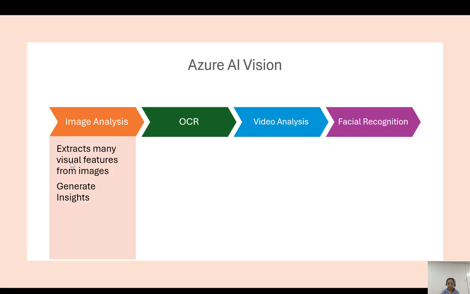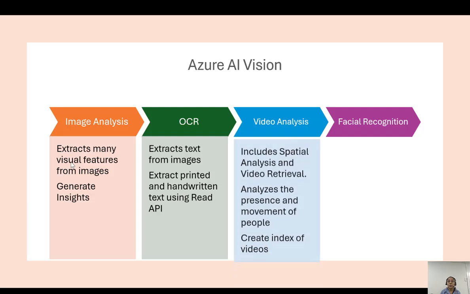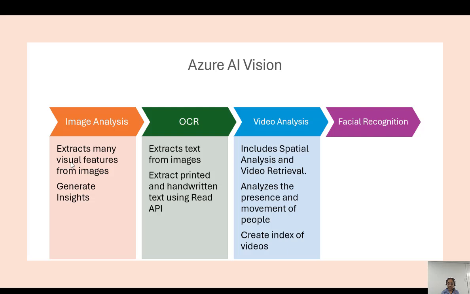Then video analysis includes spatial analysis. So these are video related features like spatial analysis and video retrieval. The spatial analysis analyzes the presence and movement of people in a video feed, and the video retrieval lets you create an index of the videos that you can search with natural language. So for example, if you upload a video, it creates an index, and then you can ask questions in natural language, saying what are the texts that are available in the video.